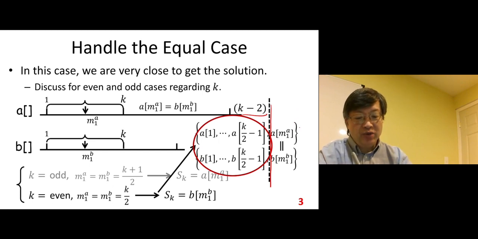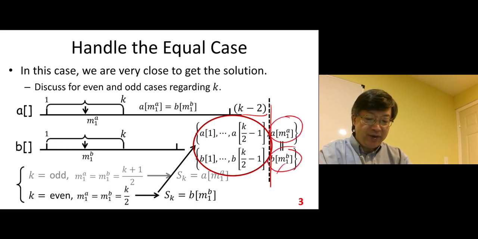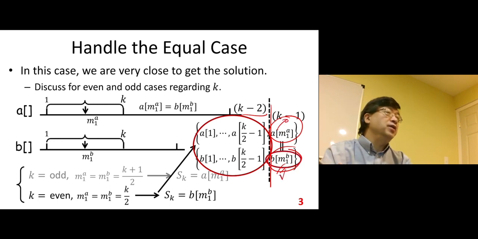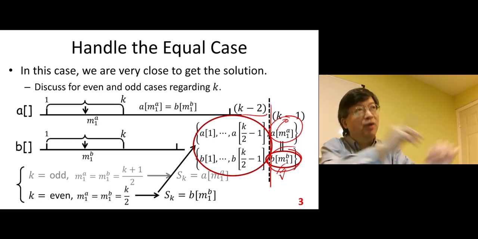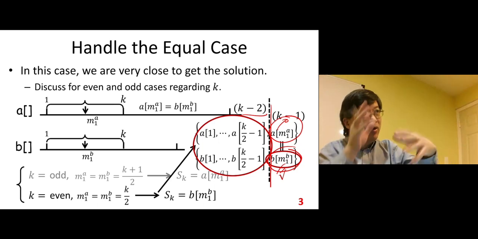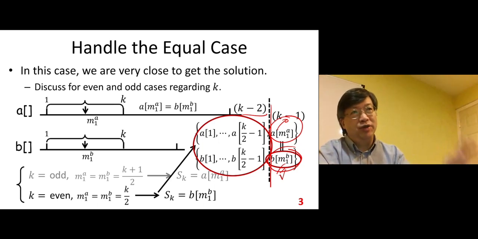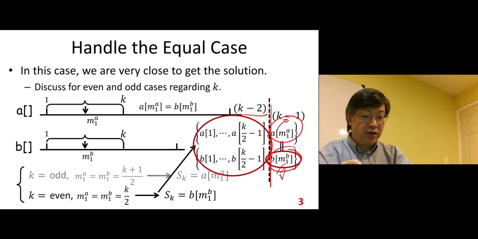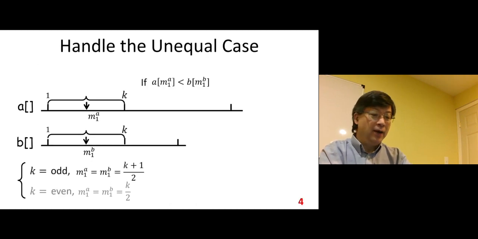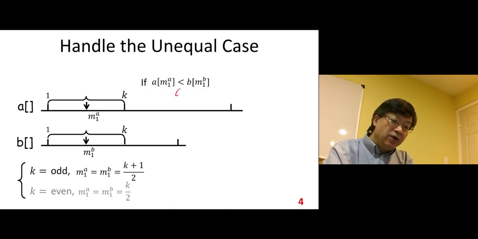Although they are equal, we treat them as the first smallest and second smallest. So we take this A as the K minus 1 smallest, and this B as the kth smallest. Assume we use their natural order, so if equal, we take A first. In that way, you can see we can find the kth smallest.